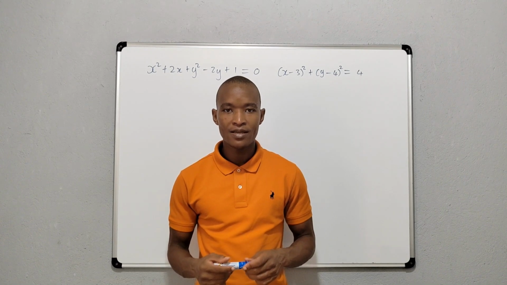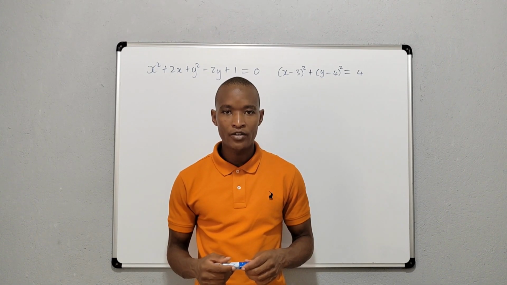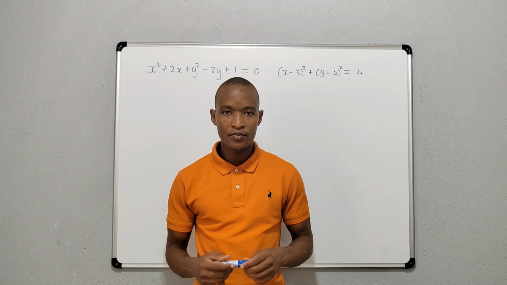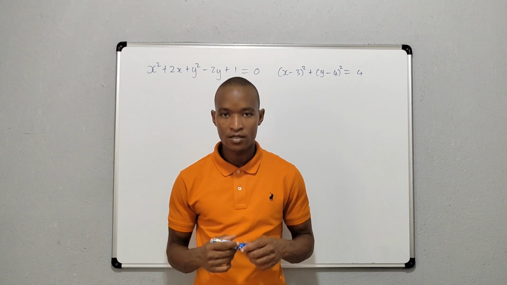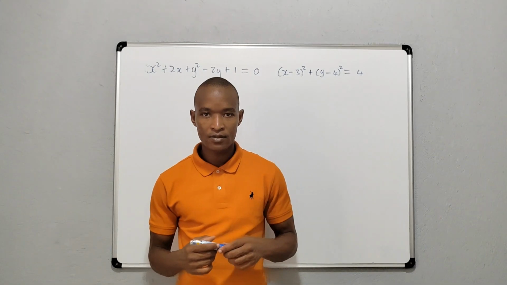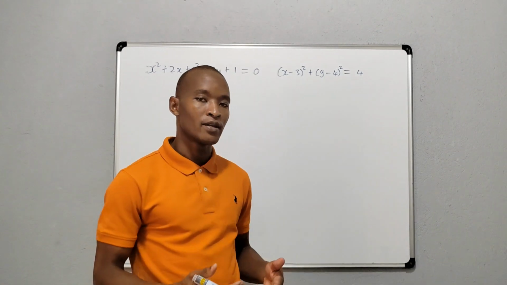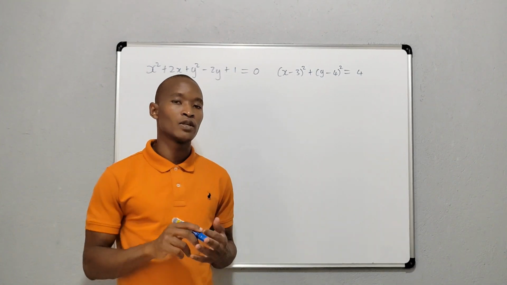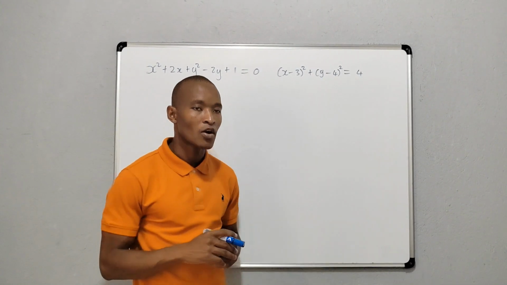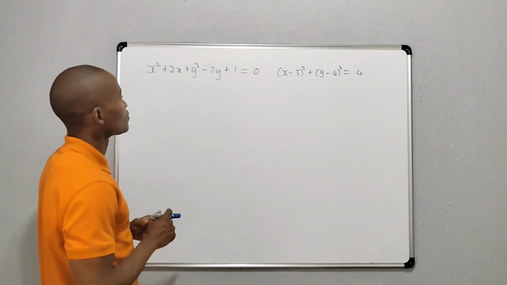Okay, so this is a common question where you are asked to investigate the relationship between the sum of the radii as well as the distance between the centers of the circles. Depending on what you get, you will say the circles either touch or they intersect or they just don't make any contact. All right, so let us see.